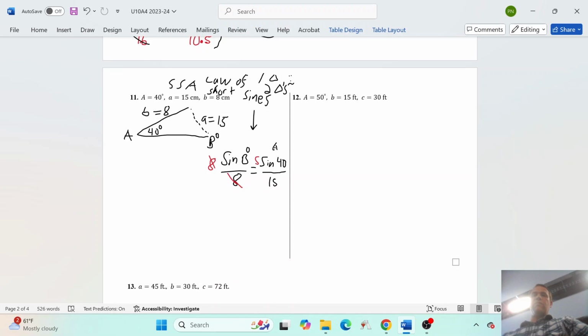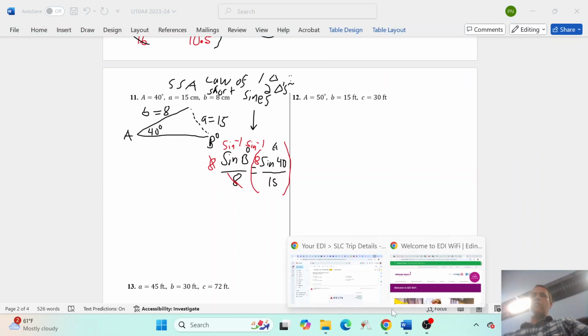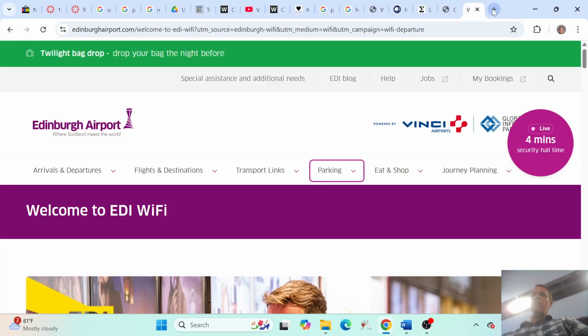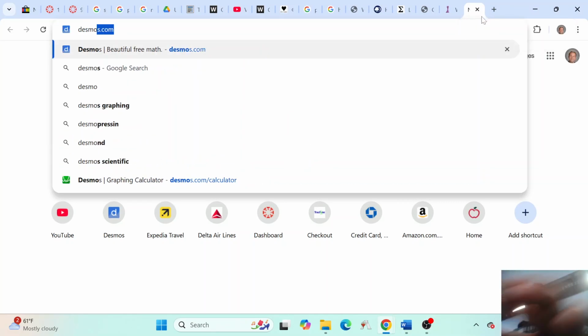When you multiply by 8 over to the other side, we also have to solve for big B by inverse sine. So we're now going to inverse sine the whole other side. We're going to try using decimals for that.